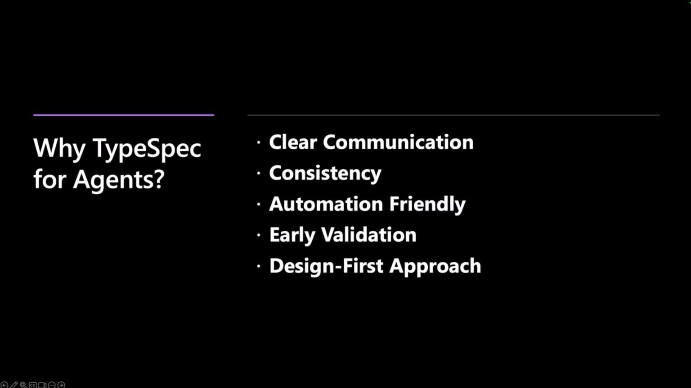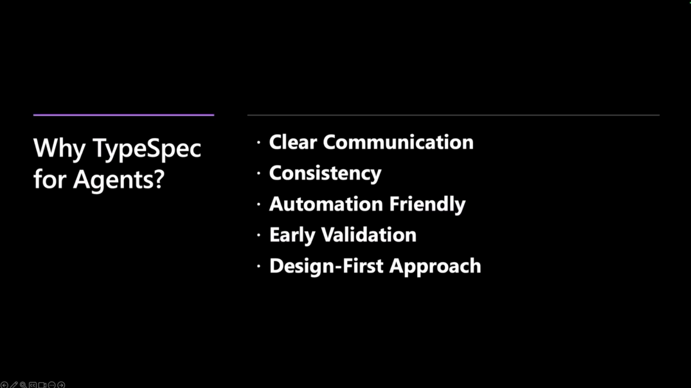So the benefits: clear communication. You have this one TSP file, which is a single source of truth written in a structured, very developer-friendly way. And that would in turn generate all these other manifest files that are needed in the app package. Consistency: it ensures that all parts of your agent and its actions and capabilities are designed consistently, following a pattern. Then automation friendly, that's one of the biggest, because it automatically generates all these files for you. You just have to maintain those source of truth files.